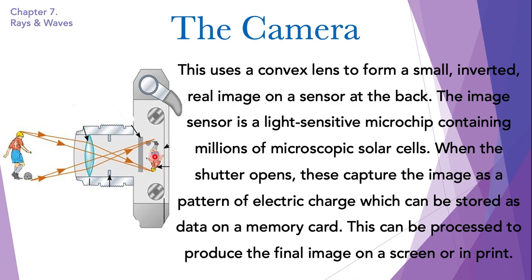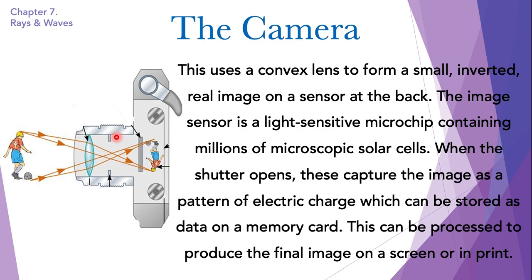The image sensor is a light-sensitive microchip containing millions of microscopic solar cells. So when the shutter opens, the shutter is basically the cover of the camera, it opens for a fraction of a second to capture the image as a pattern of electric charge, which can be stored as data on a memory card. Then this data can be processed to produce the final image on a screen or in print. This is the amazing process the camera goes through to record an image or a video.